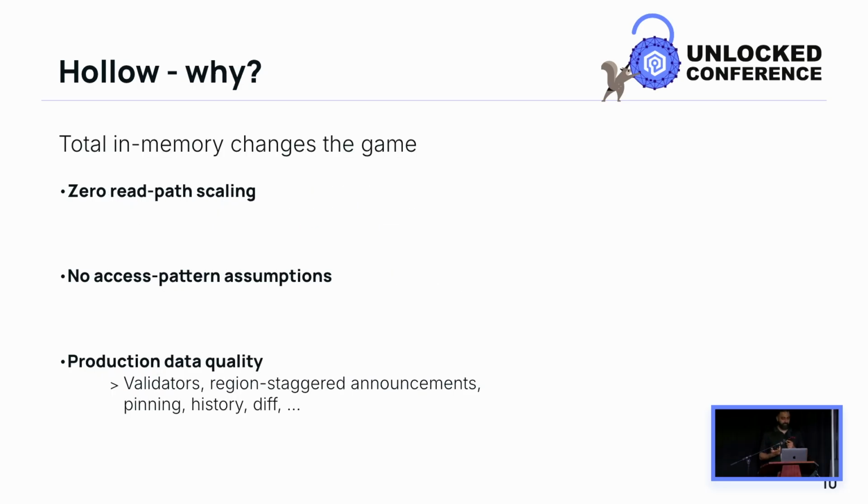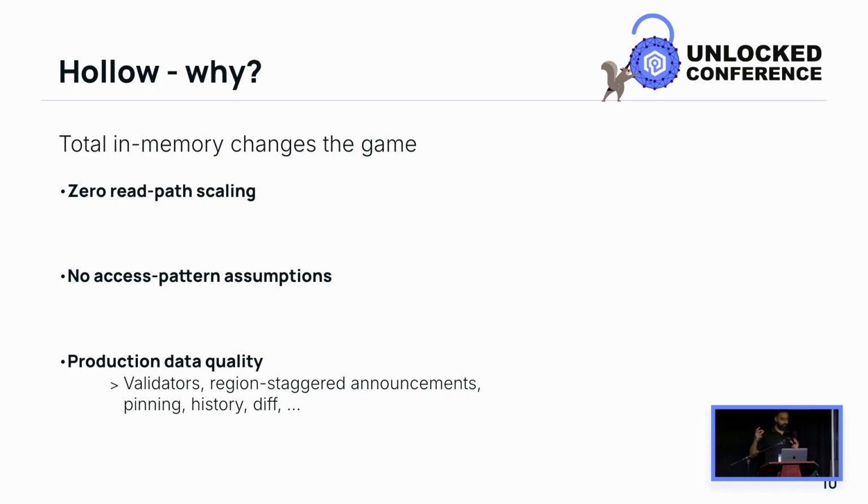And here's why we love it, because total in-memory data fundamentally changes the game. There's zero read path scaling because reads are local in-memory lookups, and the more clients you add, the more capacity you get for free. There's no data access pattern assumptions because the whole data set is on every node in memory, and any query is fast. So the publishers don't really have to design their data model around access patterns.